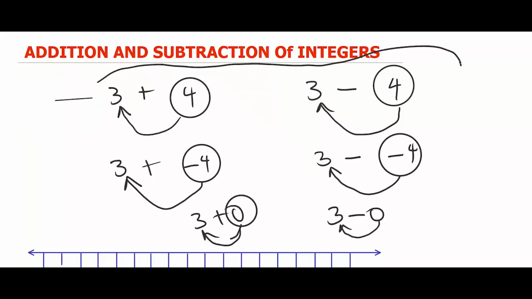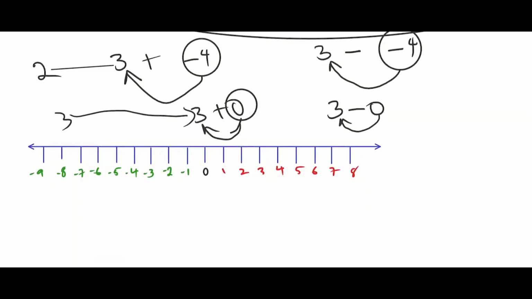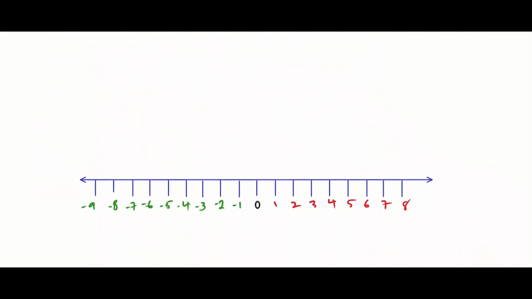This one is the first category. This one will be the second category, and this one will be the third category. So let's look into some examples using the number line.